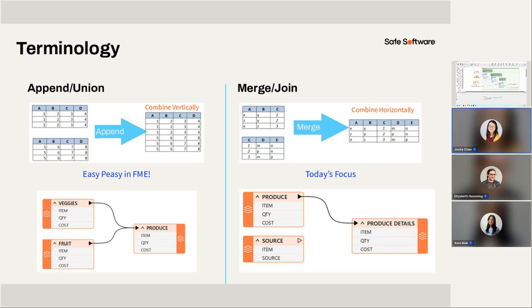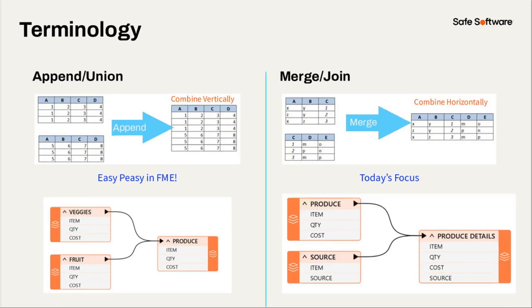In FME, what that looks like is if we had produce and source. They've got different schemas, item, quantity, and cost. And item is the common kind of C column here. So if we just hook up the produce to the produce details, we get item, quantity, and cost. But if we also connect the source, then we end up with a richer data set, including the source information. So get produce details, and that'll be our focus for today.